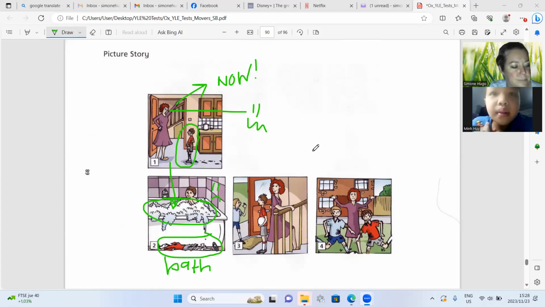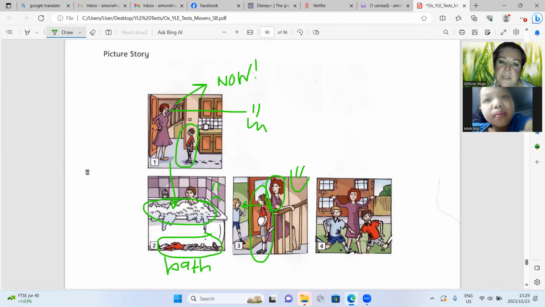Then Tom's mom is happy because he is very clean. He's talking to his friend and his friend is saying, come out and play with me.